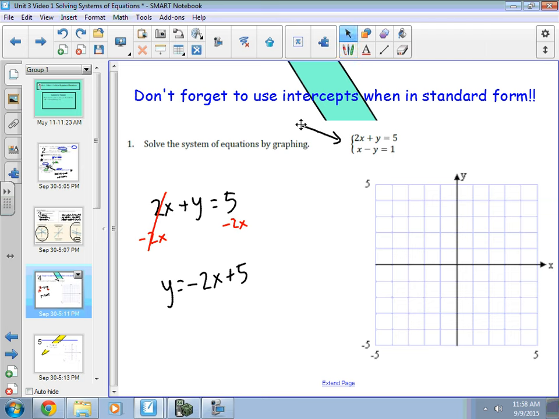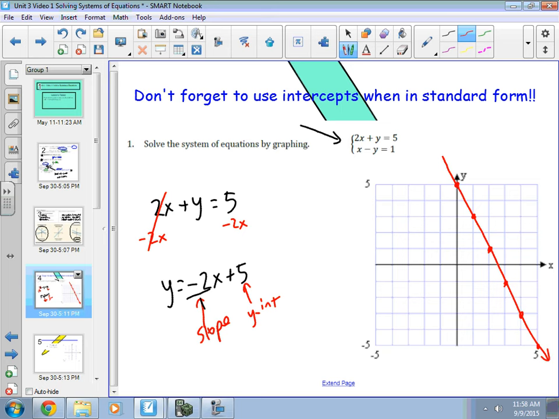Remember that this is your slope, this being your y-intercept. So now on our graph, if we start at the y-intercept of 5, which would be right there, and then we use the slope of -2, meaning -2 over 1, since it's not a fraction, we can always make it into a fraction by putting it over 1. We want to go down 2, right 1, down 2, right 1, down 2, right 1. And if we just continue that trend, now we have our line. So that is the top line.